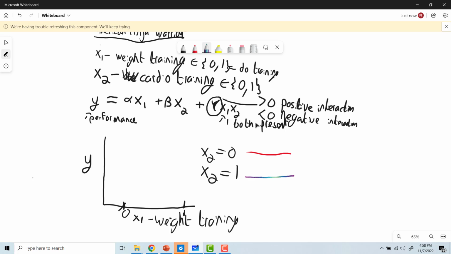And so x2 equals 0, x1 equals 0. We don't do any sort of training, so we do pretty terribly. We fall off the first obstacle. Now, if we do weight training, but we do no cardio, then maybe we don't fall off the first obstacle. We run out of breath after like 2 or 3 obstacles. So this is our performance here.